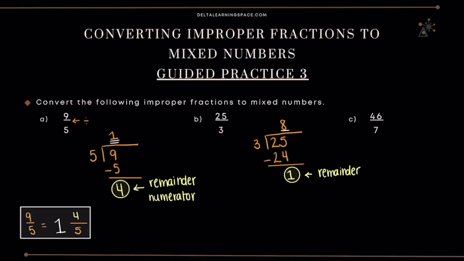This 8 up here will be my whole value. So I will have 8 and 1/3, because again, I am not changing my denominator. The improper fraction 25/3 as a mixed number will be 8 1/3.